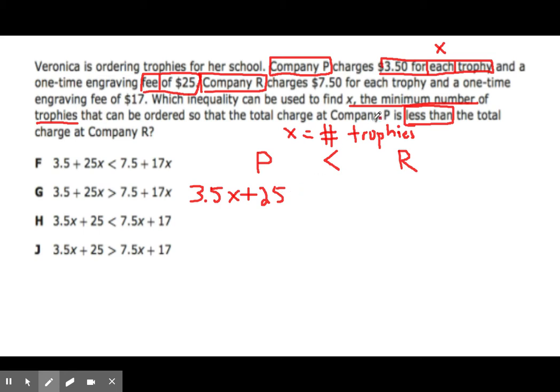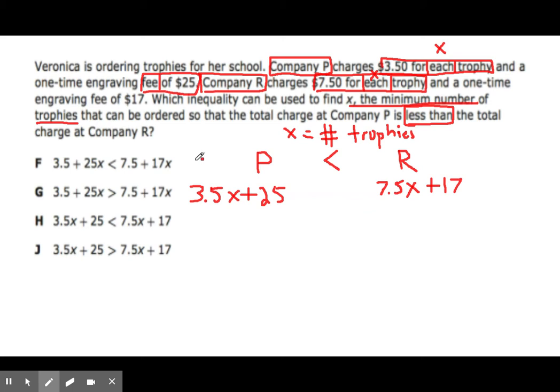So let's do the same thing for company R. Company R charges $7.50 for each trophy, or 7.5. Again, each tells me I'm multiplying. So I need to multiply that 7.5 times the number of trophies, or times X. And then a one-time engraving fee of $17. So again, to get our total, we need to add that engraving fee.